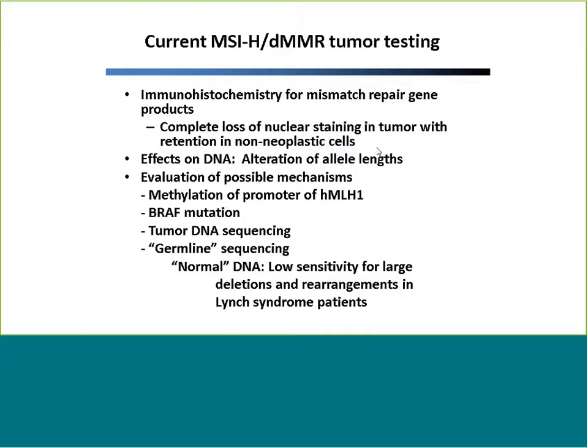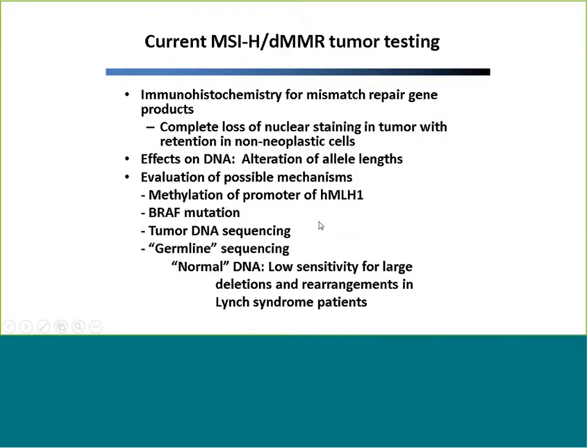And unfortunately, we periodically get cases that have been called absence of mismatch repair gene, when in fact it's a technical problem with the staining. So the immunohistochemistry has the usual issues associated with that technology. You can look at the effects on the DNA, and again, as you've seen earlier in the day, the alteration of the allele lengths. And in addition, we can then move to looking at possible mechanisms, as you've already heard about, the methylation of the MLH1 promoter and BRAF mutation, methylation and BRAF mutation being very uncommon in the Lynch syndrome patients, but again, not perfect.